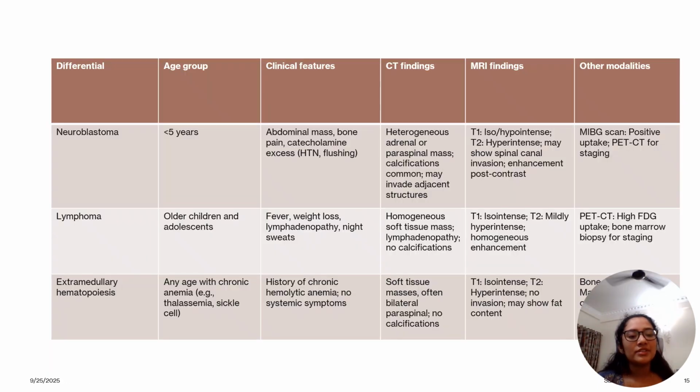The major differential diagnoses for the same are nephroblastoma, lymphoma, and extramedullary hematopoiesis. Lymphoma can be seen in older children and adolescents who present with B symptoms, and the lesion is frequently a homogeneous soft tissue mass with lymphadenopathy that is very frequently seen, with no evidence of calcification, unlike in neuroblastoma. Extramedullary hematopoiesis shows multiple soft tissue masses, often seen in the bilateral paraspinal region. Again, there is no particular age group for this; it can be seen at any age in patients who have chronic anemia.